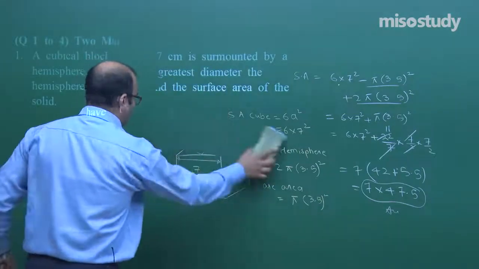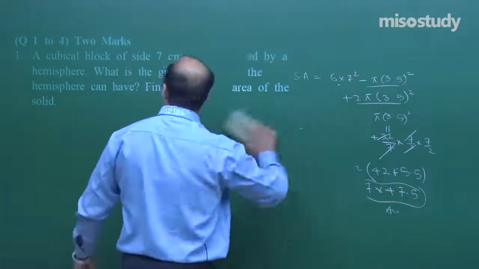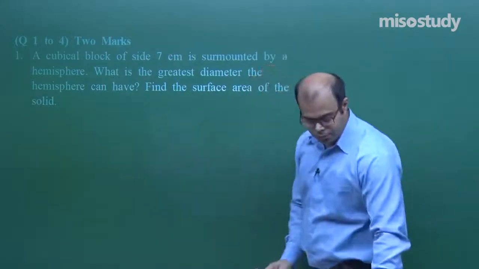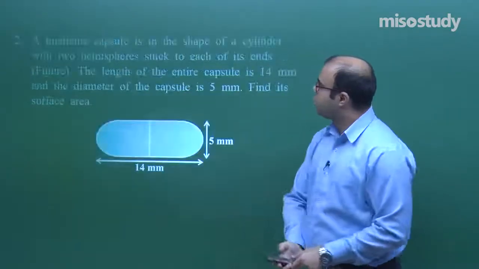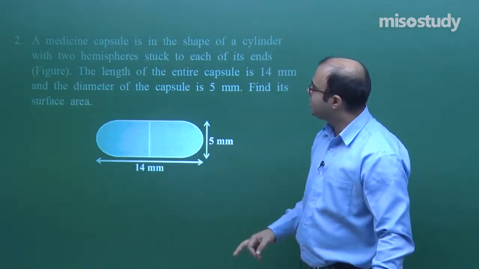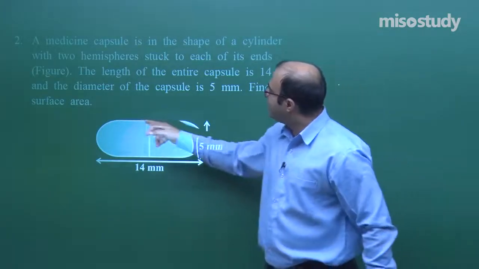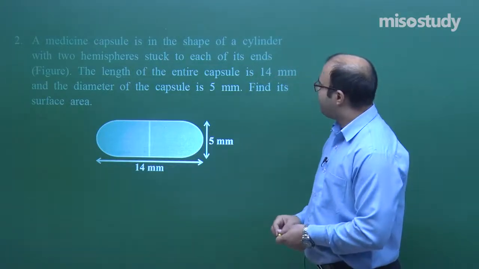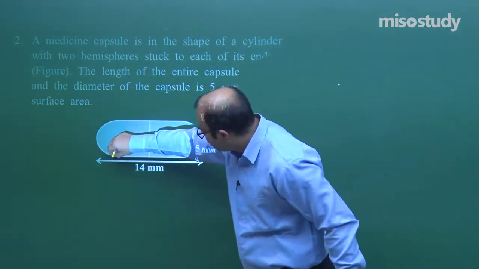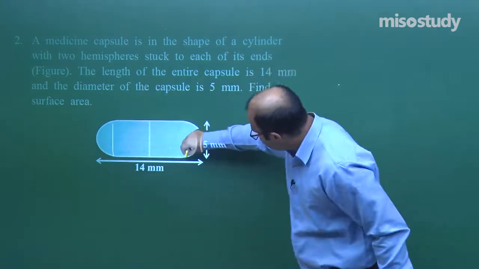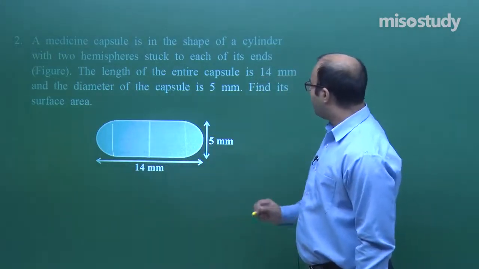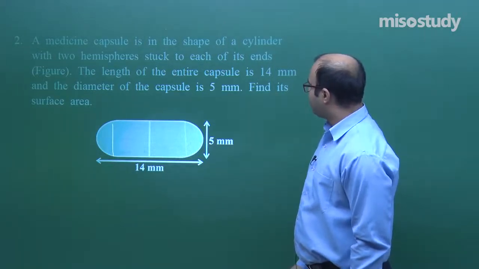Let us come to the next question. That question is also of 2 marks. From 1 to 4 all the questions are of 2 marks. The next question is: a medicine capsule is in the shape of a cylinder with 2 hemispheres stuck to each of its ends. There is a hemisphere here and a hemisphere here, at these 2 ends. The length of the entire capsule is 14 millimeter and the diameter of the capsule is 5 millimeter.